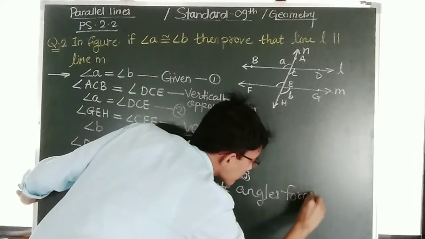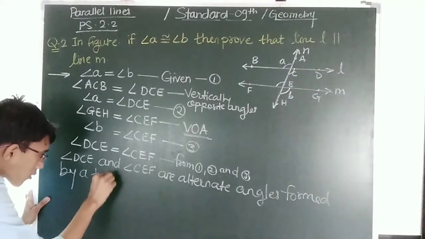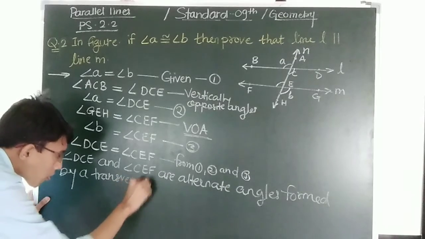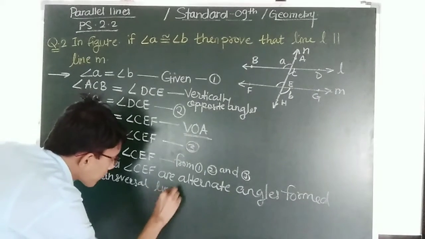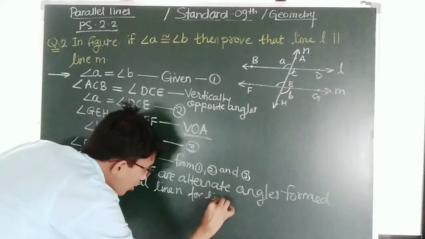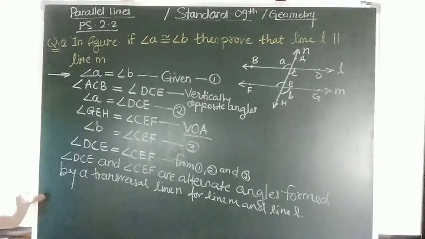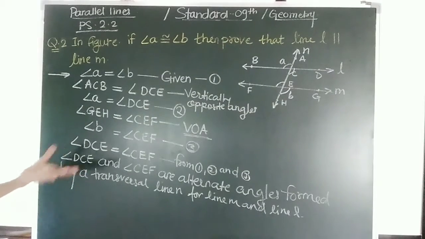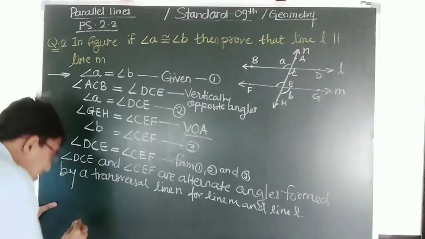formed by a transversal, that is line M, for line M and line L. Okay, so as alternate angles are congruent to each other, that means line L and line M both are parallel, and we can write this by alternate angle test. We have written this as AA test, that is alternate angle test.